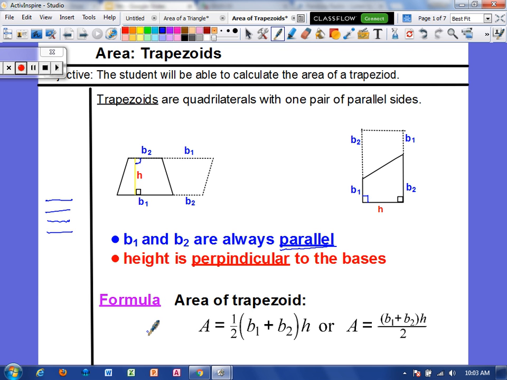Now to find the area of a trapezoid, it's 1/2 times base 1 plus base 2 times the height, or we know that taking half of something means to divide it by 2, so this is the formula you're going to see me using in the video. I think it's more understandable this way. So we are going to add the two bases together, then multiply by the height, and then after that divide it all by 2.